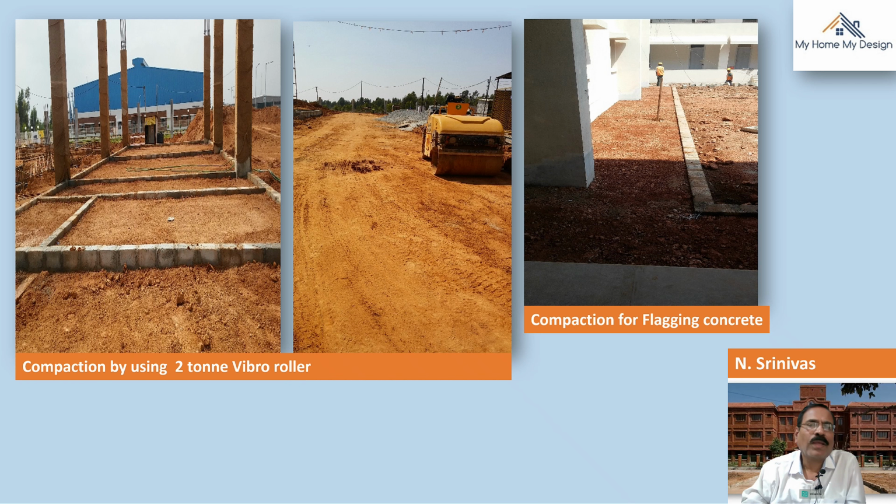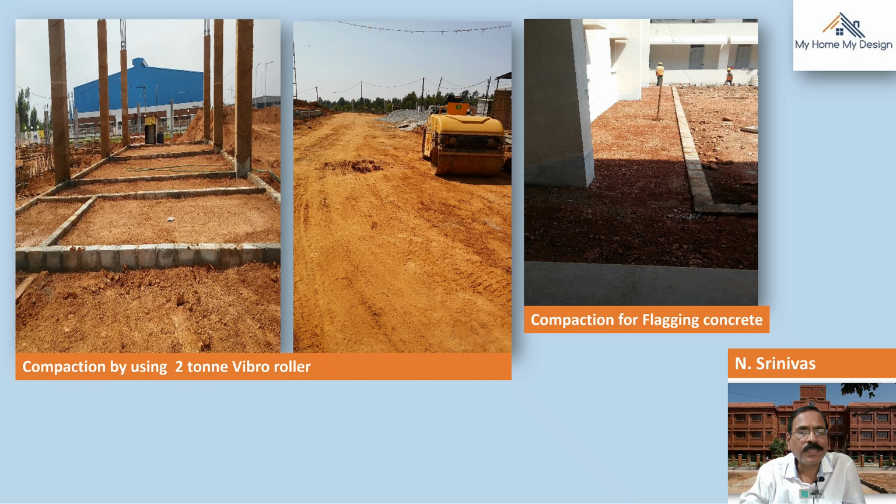Again, see here the columns are all cast, but before going for the roof casting, the PCC has to be done. The PCC, in the sense, plain cement concrete. For that plain cement concrete, we require a hard compacted surface, which has to be filled in layers and compacted well before receiving that PCC.